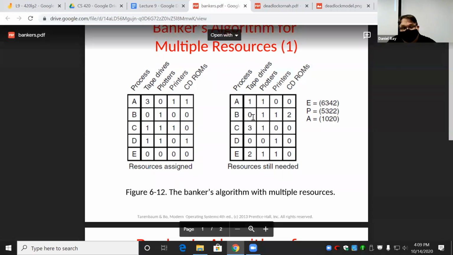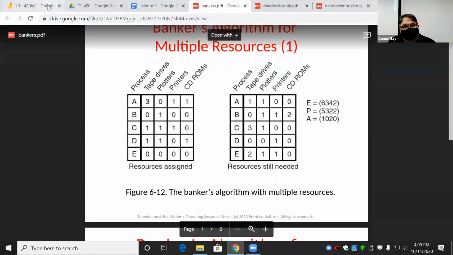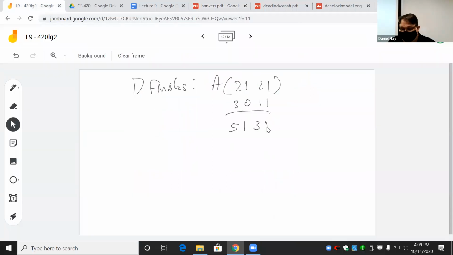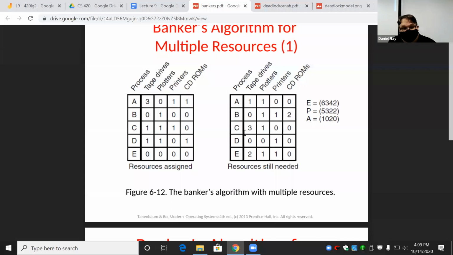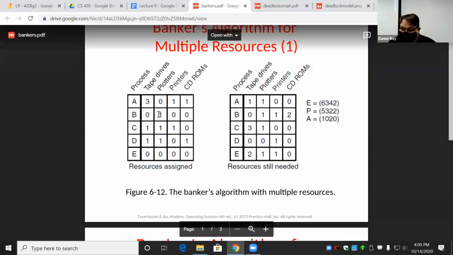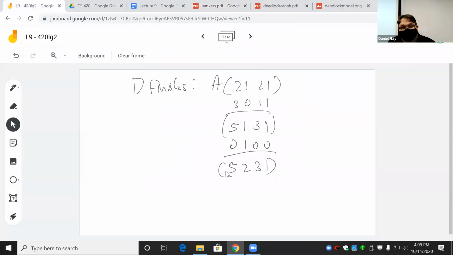Can I give B 0, 1, 1, 2? Yeah, because I've got 5, 1, 3, 1 currently. So I can do that. I'll give B 0, 1, 1, 2. It finishes, and it gives us back an additional 0, 1, 0, 0 for 5, 2, 3, 1. Okay. 5, 2, 3, 1.